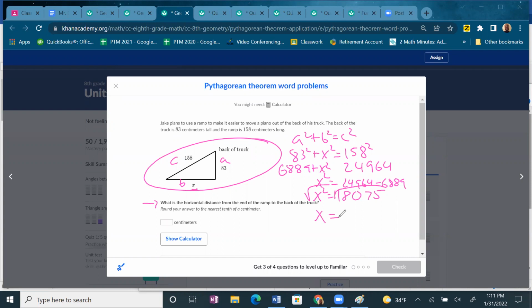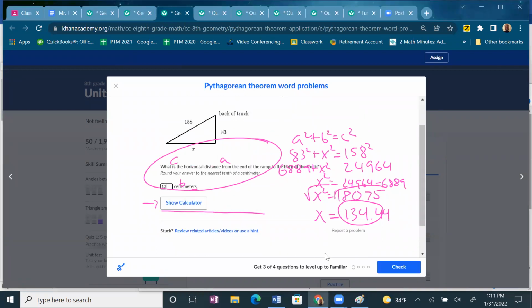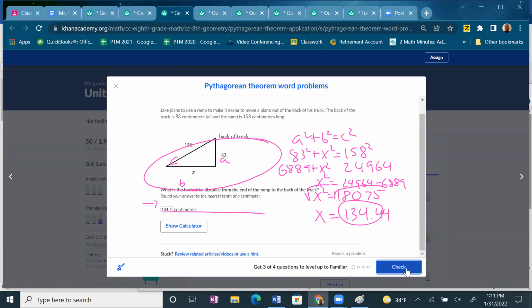What do we get? The square root of 18,075 is 134.44. And it says round your answer to the nearest tenth. The first decimal place is the tenths. The second decimal place is the hundredths. Hopefully you remember that. So we're going to round to 1 decimal. And we're right.